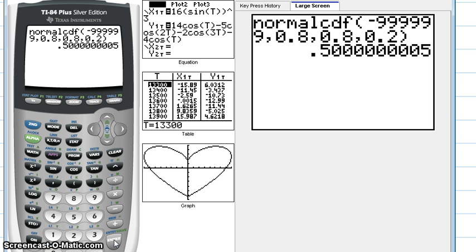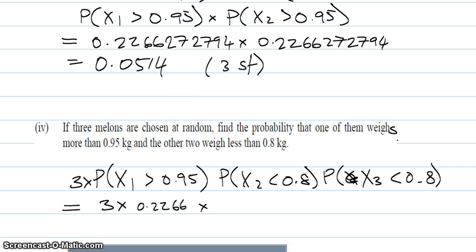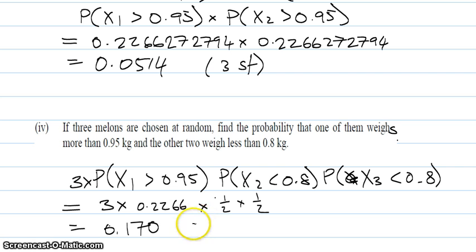I know it looks slightly bigger there, but if you think about it, if it wants it to be less than 0.8 and the mean is 0.8, that means that half have to be below it. So this is just a rounding error on the calculator. This should be times a half squared. And when you key that into your calculator, you'll find that that comes out to 0.170 to 3SF.